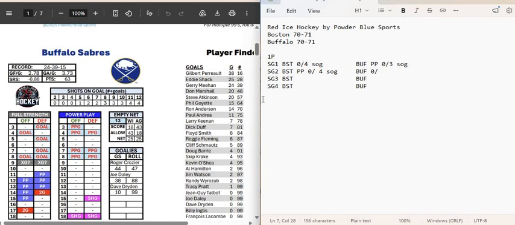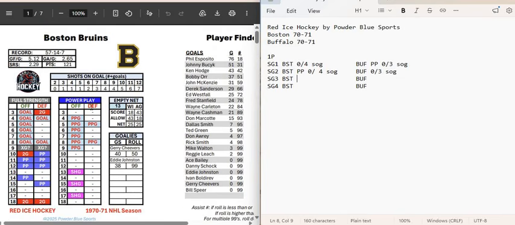Buffalo's going to get 3 shots on goal, 3 SOG. And right now, folks, both teams have had a power play opportunity. No goals yet in this first period. Here we go, offense. Finally, the Boston Bruins going to work.